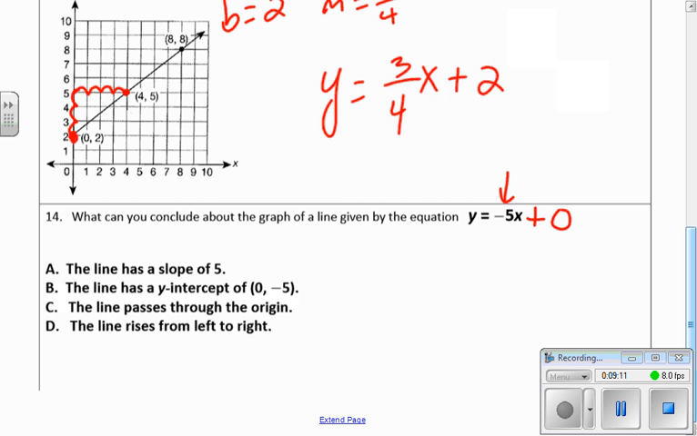The line has a slope of 5? Wrong, so it's negative 5. The line has a y-intercept of 0, negative 5? No, that's the slope. The line passes through the origin, perfect. No y-intercept, it goes through the origin.